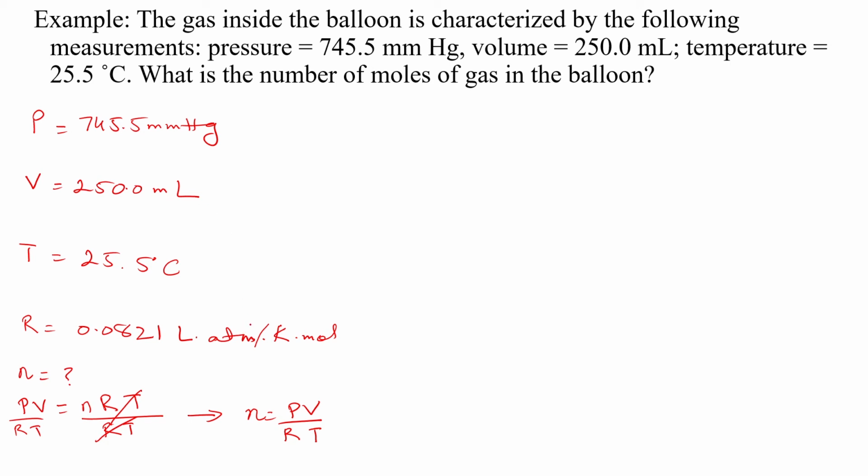Pressure you need in atmosphere, and this is given in 745.5 millimeter of mercury, so you need a unit conversion here. Temperature is given in Celsius, you need to do a unit conversion here. So let's do all those conversions. Remember the conversion factor between millimeter of mercury and atmosphere. We did it in one of the previous slides when we learned about atmospheric pressure.